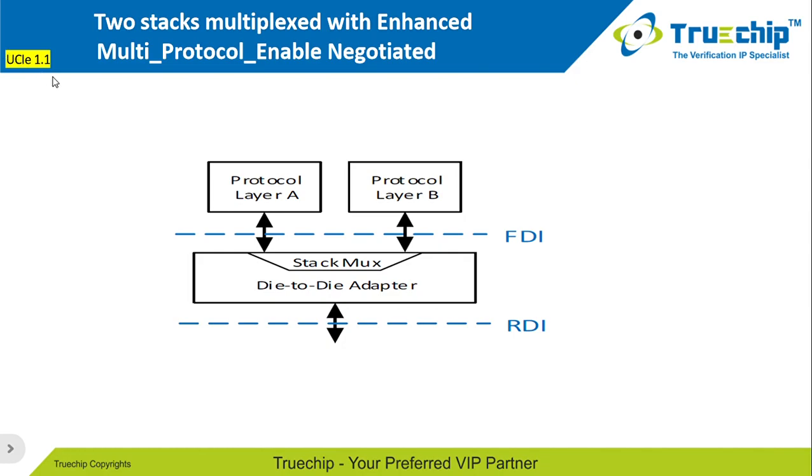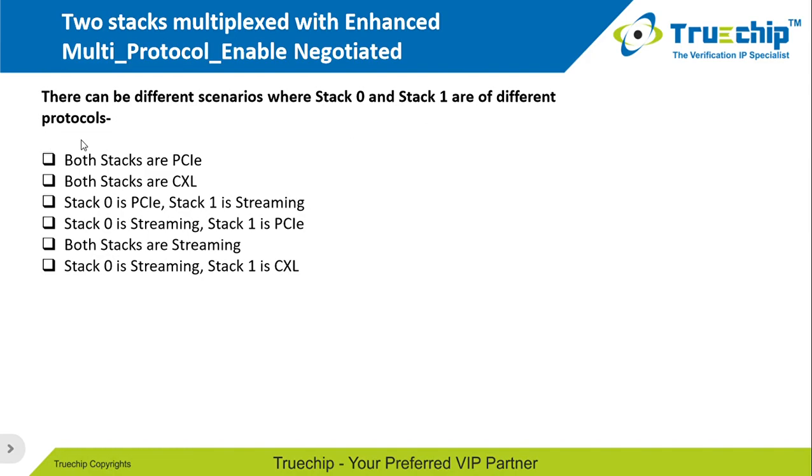So here is a feature which is enhanced in UCI 1.1, that is two stacks multiplexed with enhanced multi-protocol enable negotiated. Here we can see that the protocol layer has two stacks, but some scenarios are enhanced in UCI 1.1 where both stacks can have similar or different protocols. So here we can see the scenarios for different protocols: both stacks are PCI, both stacks are CXL, stack 0 is PCI and stack 1 is streaming, stack 0 is streaming and stack 1 is PCI, or both stacks are streaming.